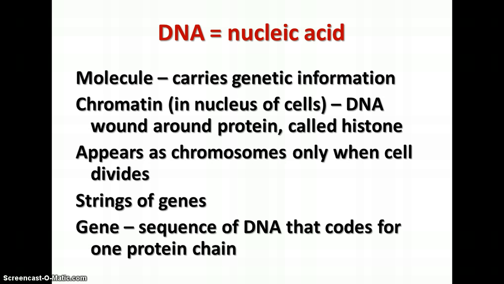So DNA, we know, is a nucleic acid. The name is deoxyribonucleic acid, okay? And it is a molecule that carries genetic information. When we look at cells that are not dividing, we see the DNA in the form of chromatin. Remember, the DNA is wound around a protein called histone and then twisted back and forth around itself to make the chromatin strands. You only see chromosomes when the cell is actively dividing. We talked about that in our last unit.